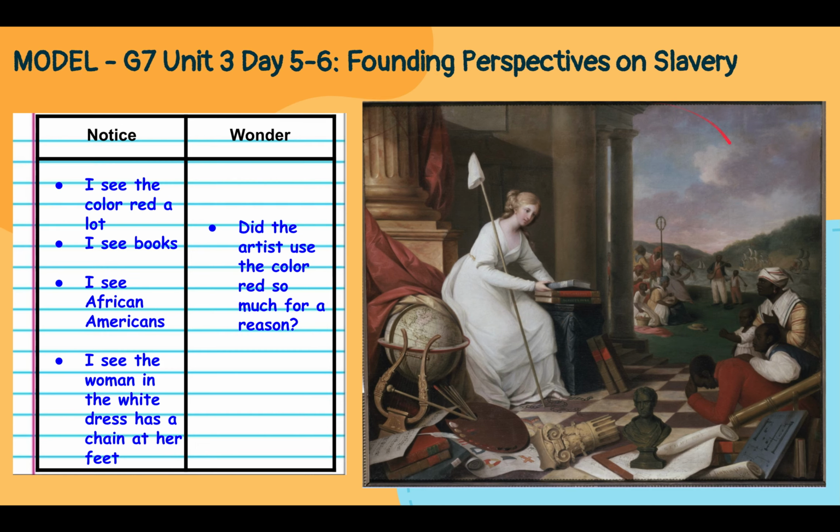Now, we all know that a picture is worth 1,000 words, maybe even 1,000,000 words. And the Notice and Wonder strategy is something that will help us find those words and put them all together in order to make those deep connections that we need to make.